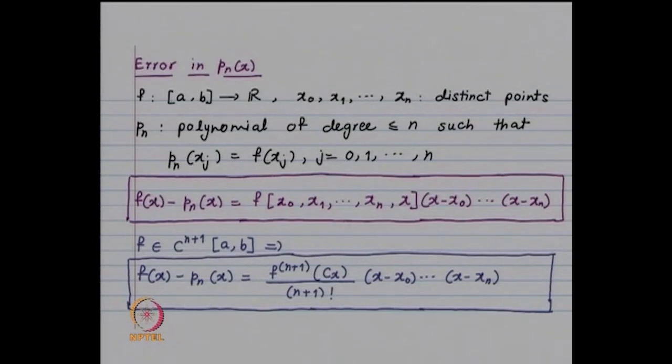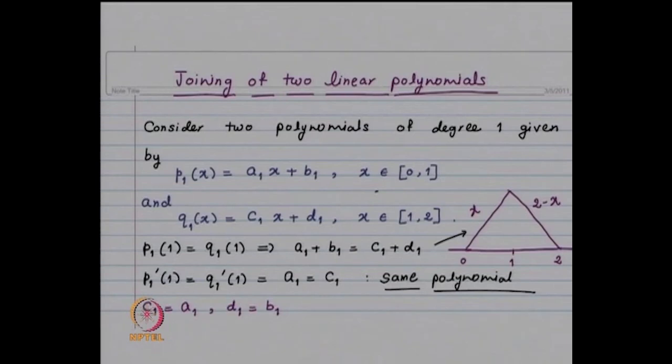Last time we have seen that the maximum norm of w is minimized by choosing x 0, x 1, ..., x n to be Chebyshev points. Now, today we are going to replace the interval a b by the interval t i, t i plus 1, and in each sub interval, we are going to have a polynomial of degree less than or equal to k.